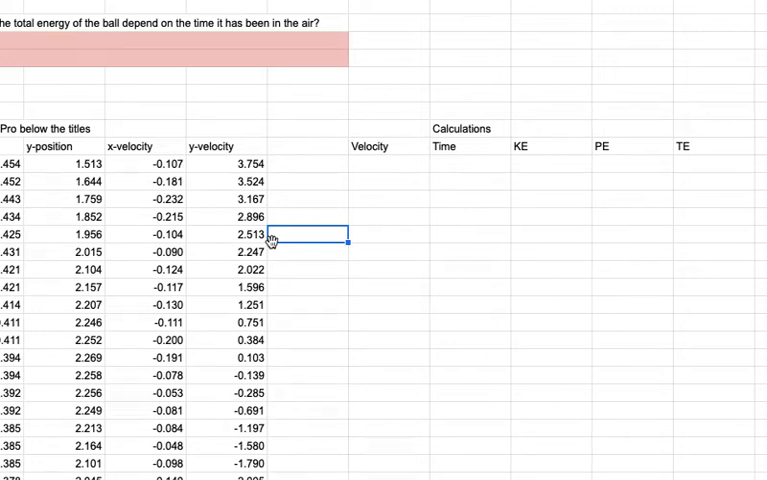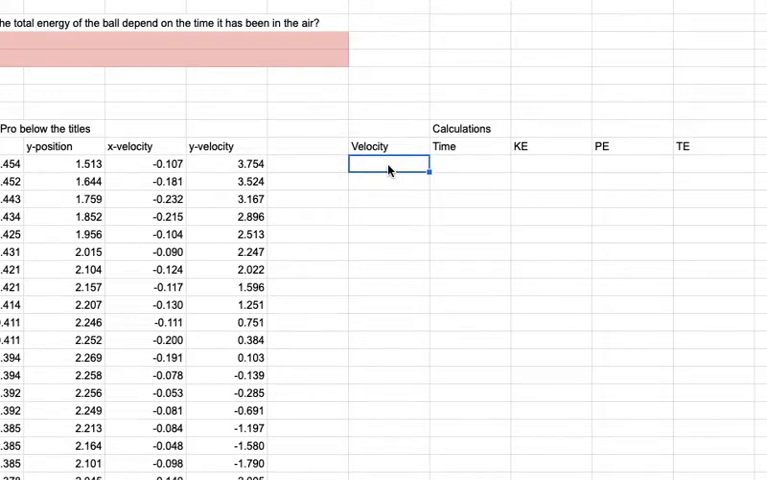All right, so once you have your data pasted, we're going to do some calculations. The first thing we need to calculate is the velocity. So we're going to write a formula. Because we have the velocity in the x direction and the velocity in the y direction, in order to find the total velocity, we have to use Pythagoras' theorem.